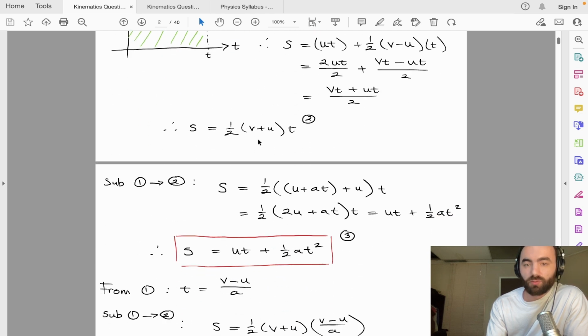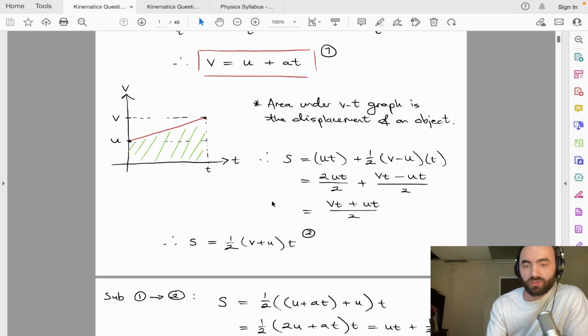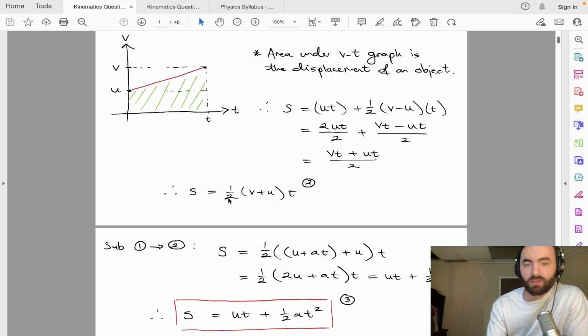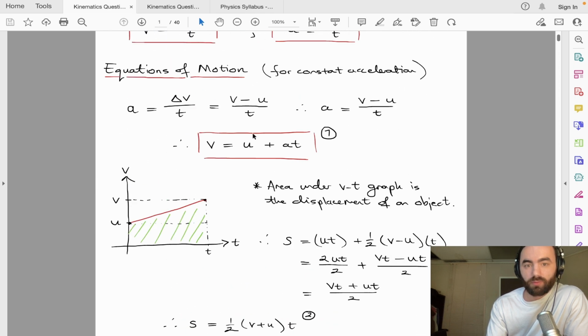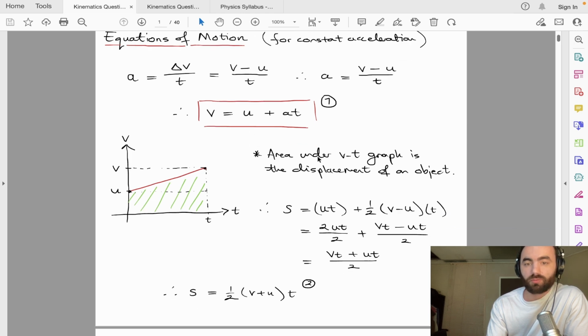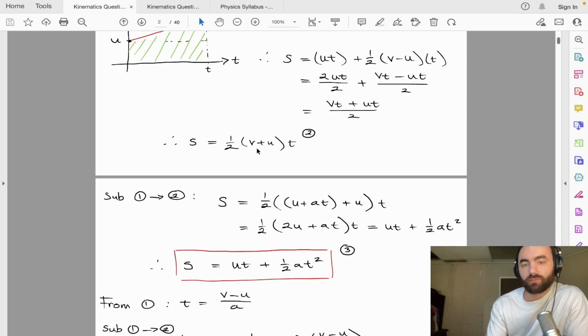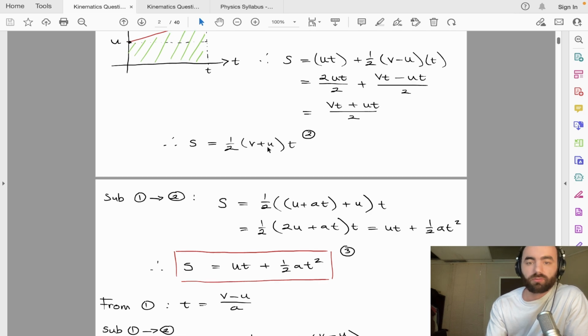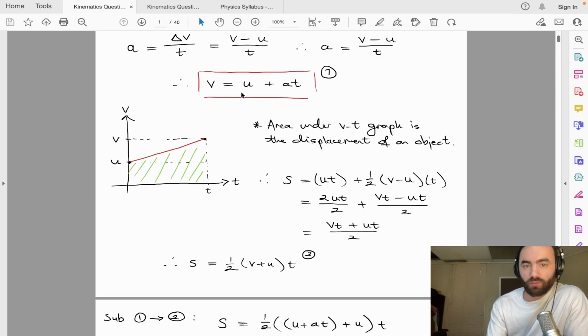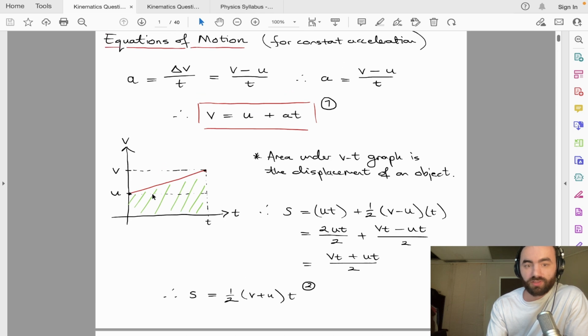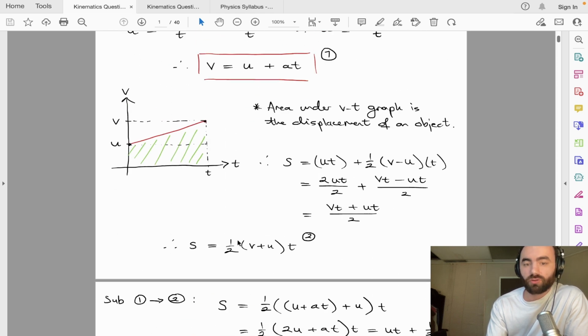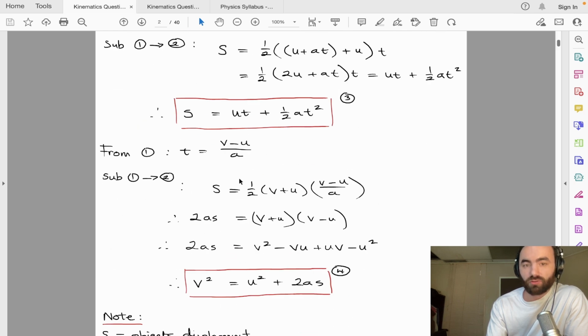We then substitute these two equations into each other: v equals u plus at, and s equals half v plus u times t. Both of these equations are from this graph, in fact, because acceleration is the gradient of this graph and displacement is the area under this graph. We substitute these two into each other and we can derive these two equations here, which are very useful depending on the variables we're given in the question. We can use these equations accordingly.